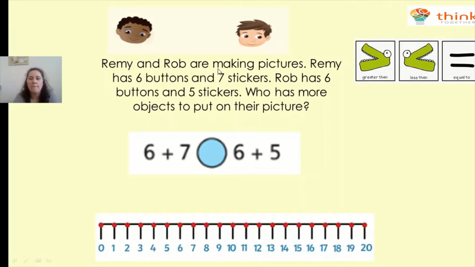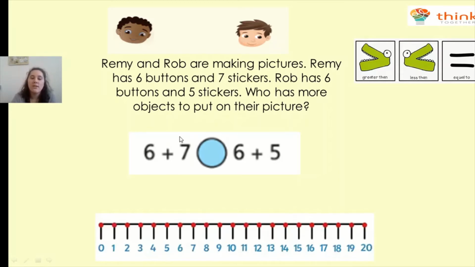Remy and Rob are making pictures. Remy has 6 buttons and 7 stickers. Rob has 6 buttons and 5 stickers. Who has more objects to put on their picture? So here we're going to be comparing the amount of objects that Remy and Rob has to see who has more. Now, we've got our number sentences all ready for us.